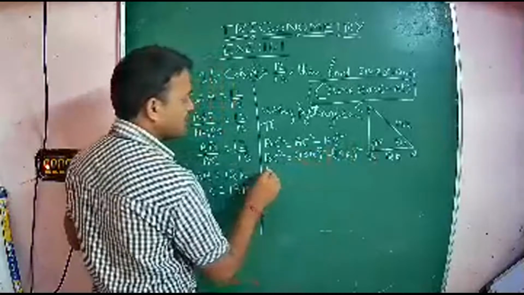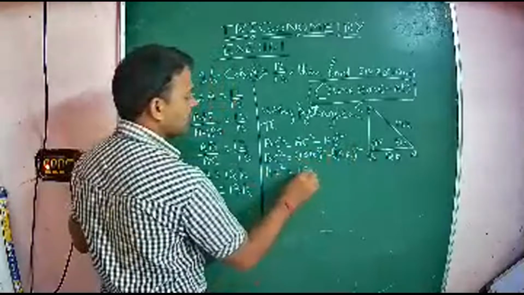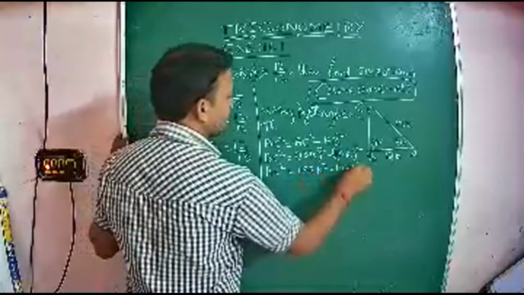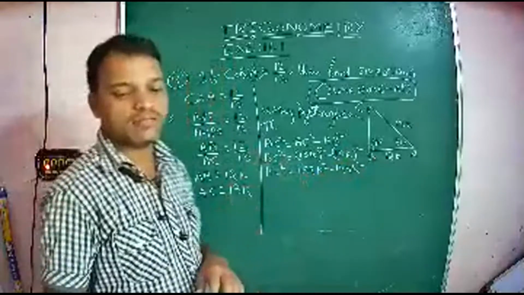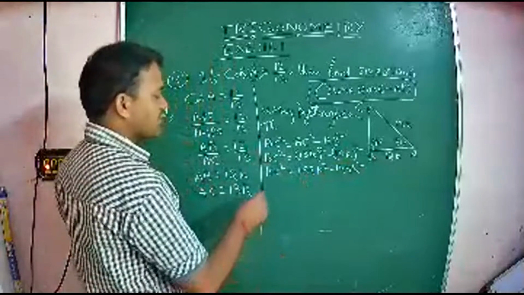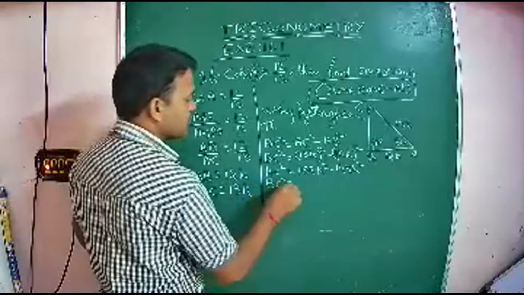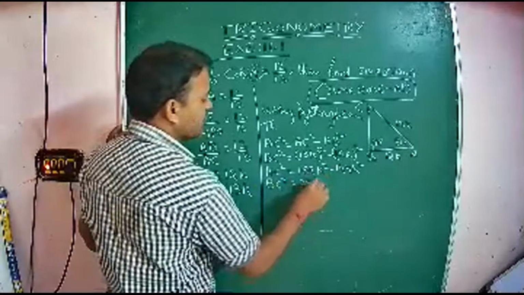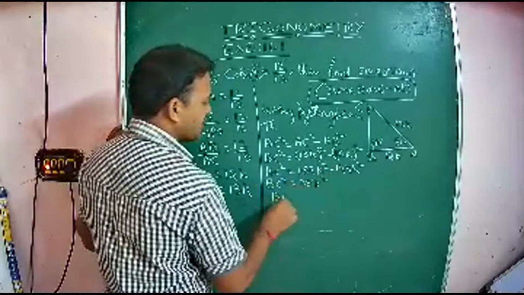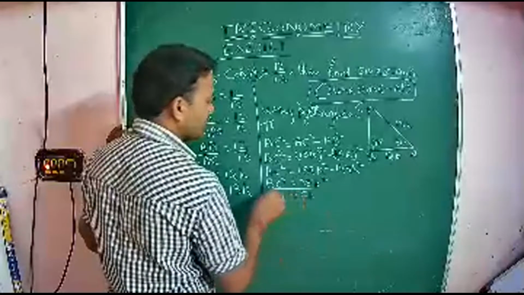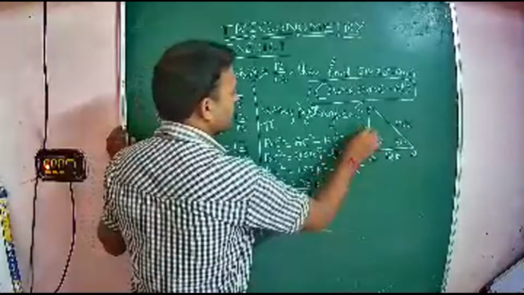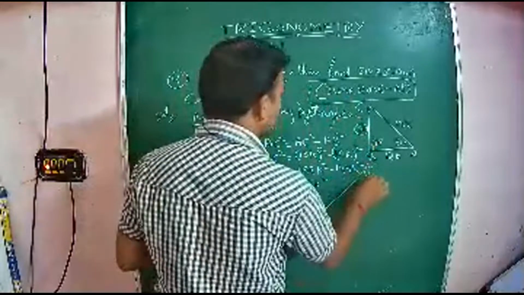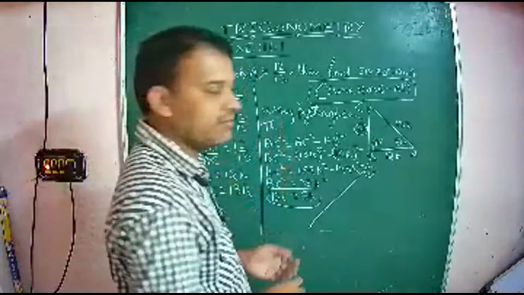So BC square is equal to 169 K square minus 144 K square. After subtraction, it is nothing but 25 K square. So BC is equal to 5K only. So the BC value will become 5K. Next, what they ask first is sin A. Very simple now.